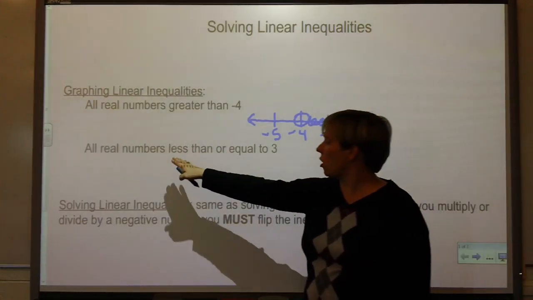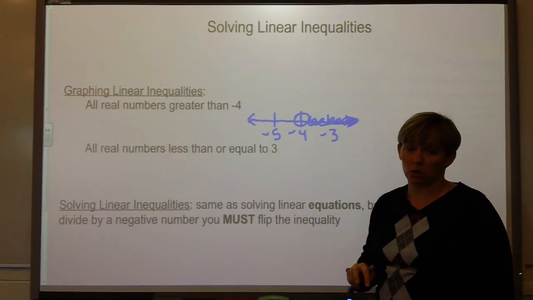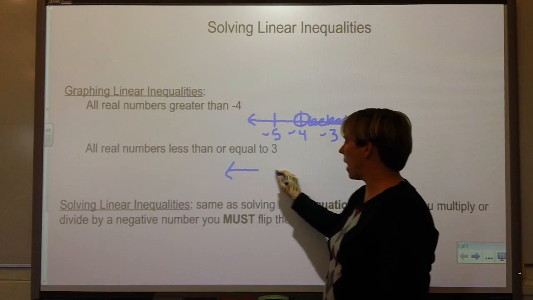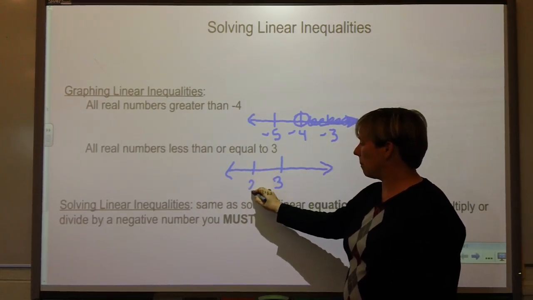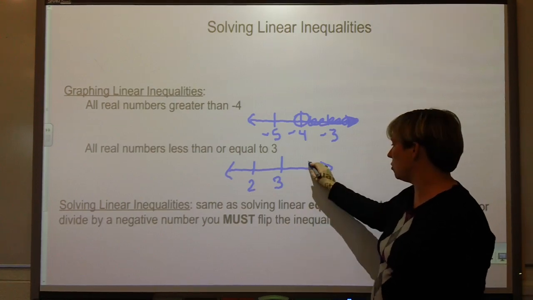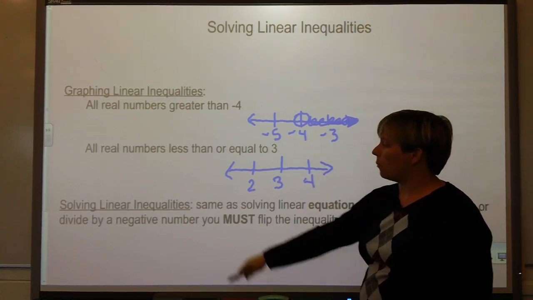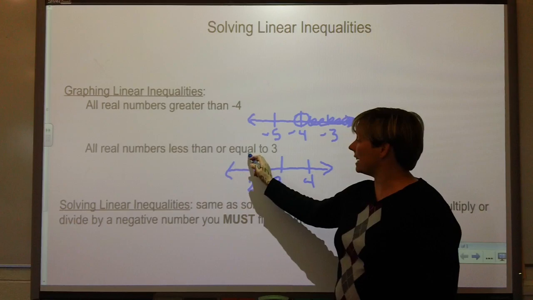The next one says all real numbers less than or equal to 3. I'm going to start off the same way. I'm going to start with my number line. I'm going to put 3 here. Remember, I'm on my positive side now, so that would be 2. This would be 4. I want all numbers less than or equal to 3.